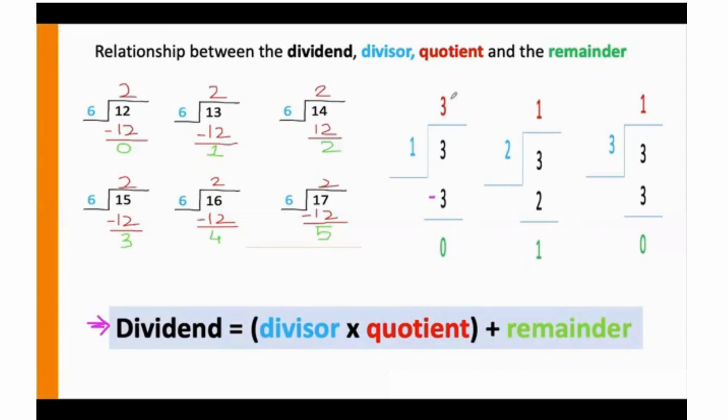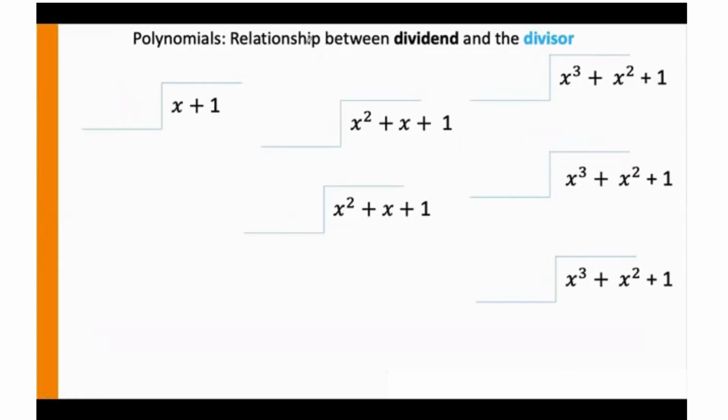If you look here, 3 1s are 3 plus 0 gives you the dividend 3. 2 1s are 2 plus 1 gives you the dividend 3. And you can see in all these cases that this is the relationship between all 4 of them. Now, let us talk about polynomials, and what is the relationship between dividend and the divisor when we talk about polynomials. Now I have taken polynomials, this is a linear polynomial, these 2 are quadratic polynomials, and these 3 are cubic polynomials.